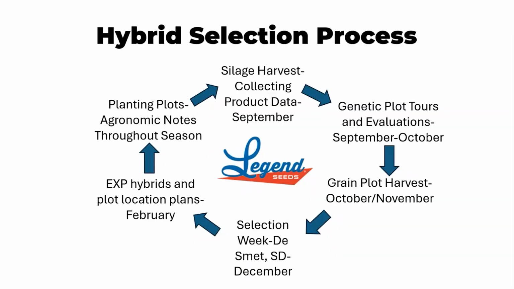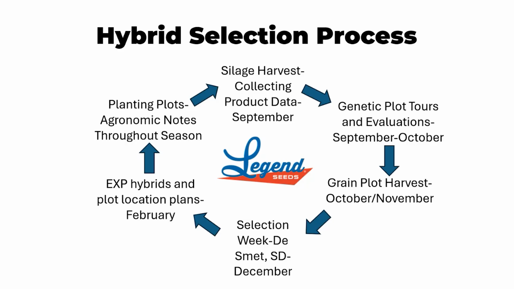All right, so this is just a real brief slide on how we select products throughout the year on the silage side. Pick anywhere on that wheel. I call it my hamster wheel. This is what all the agronomists go through all season long to bring the best silage products forward. It really starts off, this time of year, with the EXP hybrids and plot locations. We've already got all that baked and figured out.